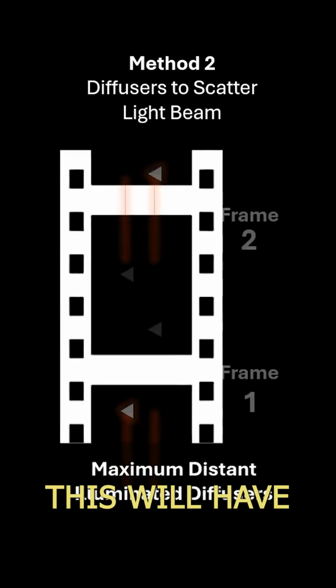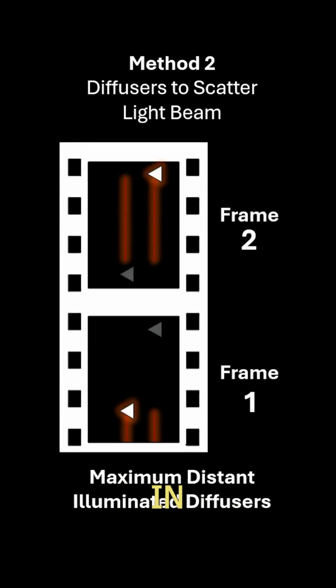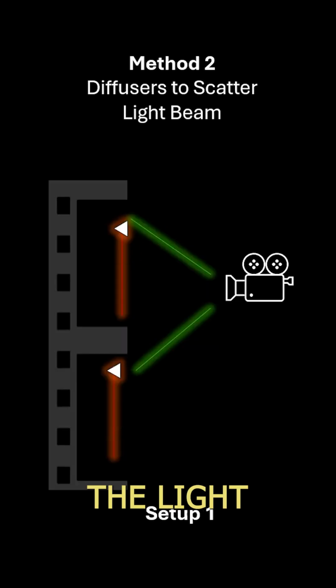Now, this will have another flavor to it, in which we can utilize two different frames and compare the different diffusers illuminated by the light beam, and the time would already be known because we would know the time difference between two frames.